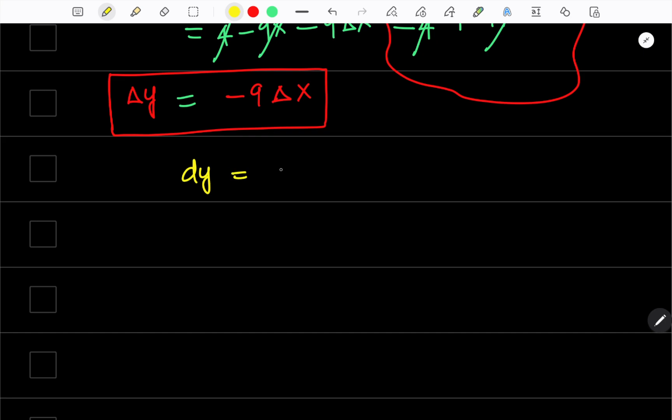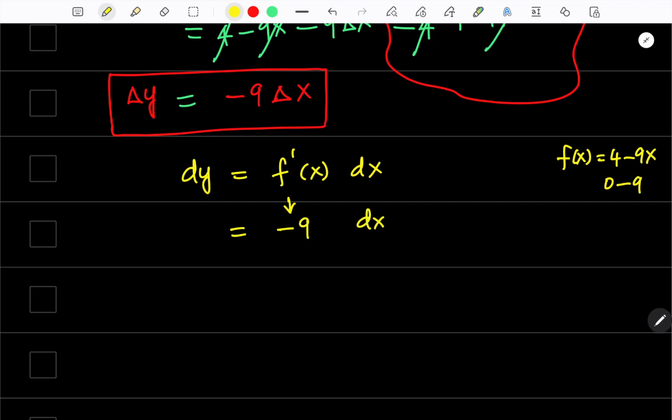What is your formula for dy? f dash of x into dx. What is your f of x? Your f of x is 4 minus 9x. So what is your f dash? The derivative of 4 is 0, and the derivative of 9x is minus 9. So this is going to become minus 9 into dx. So your dy is equal to minus 9 times dx.